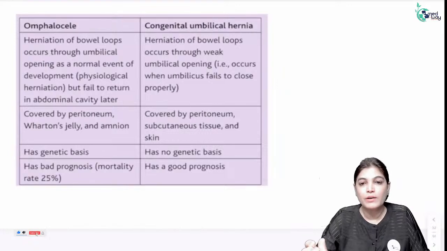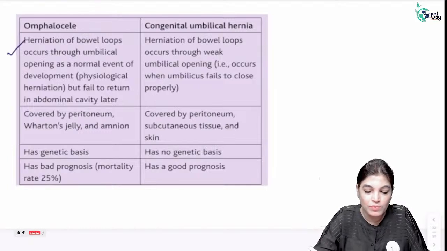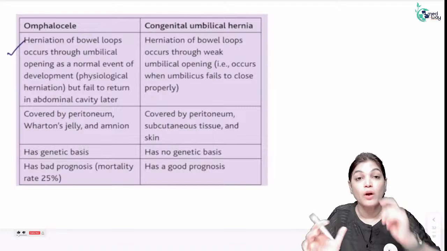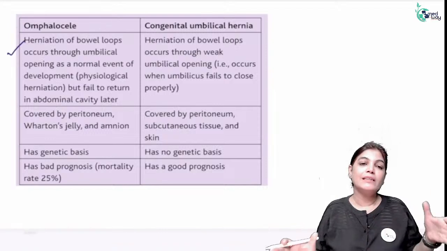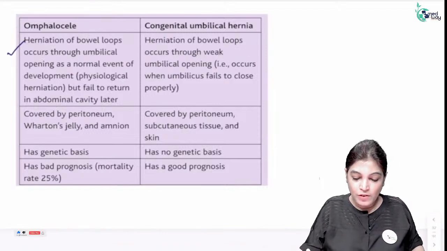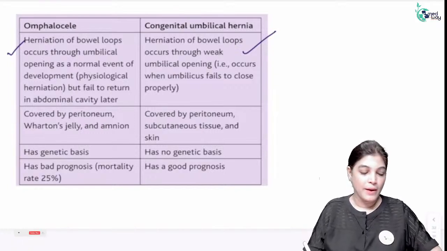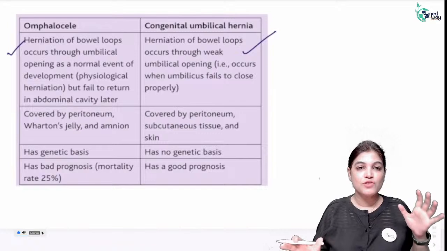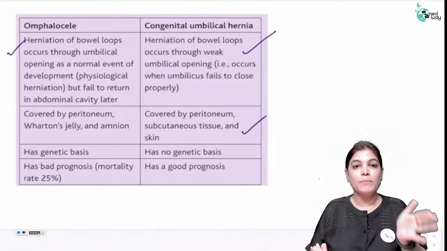I would also like everybody to know the difference between congenital umbilical hernia and omphalocele. Herniation of bowel loop, intestinal loop, occurs through a normal process. Physiological herniated loop is not returning back to the abdominal cavity, then omphalocele happens. Herniation of bowel loop through a weak umbilical opening is the reason for congenital umbilical hernia. In omphalocele, there is a covering of Wharton jelly, amnion and peritoneum. In umbilical hernia, there is a covering of skin and subcutaneous tissue along with the peritoneum.